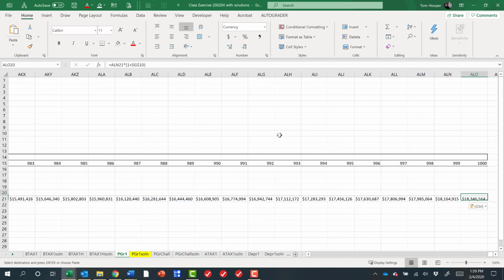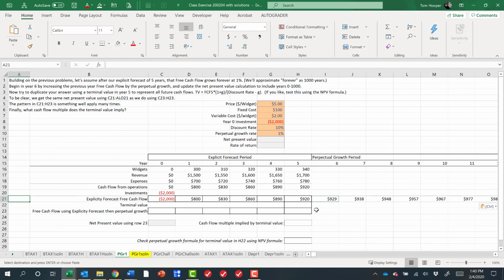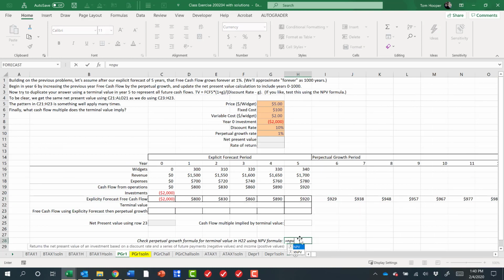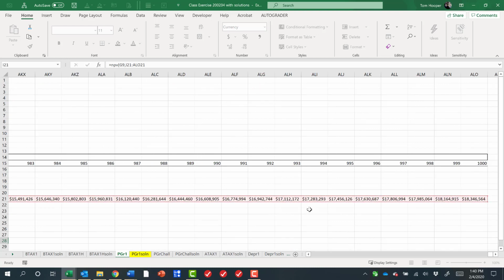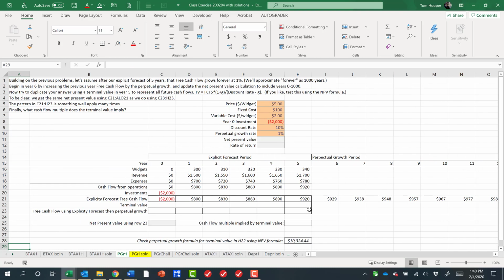Notice those cash flows get really big after 1,000 years, but they also get highly discounted. We want to know if we can calculate the NPV of them. And since it's only the future cash flows, there's nothing in time 0. I don't have anything before the NPV. So I'm going to take the discount rate and these cash flows to come up with 10,324.